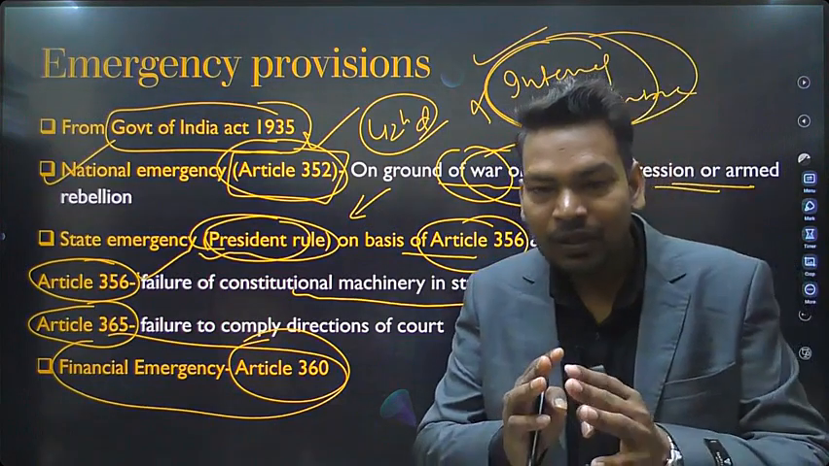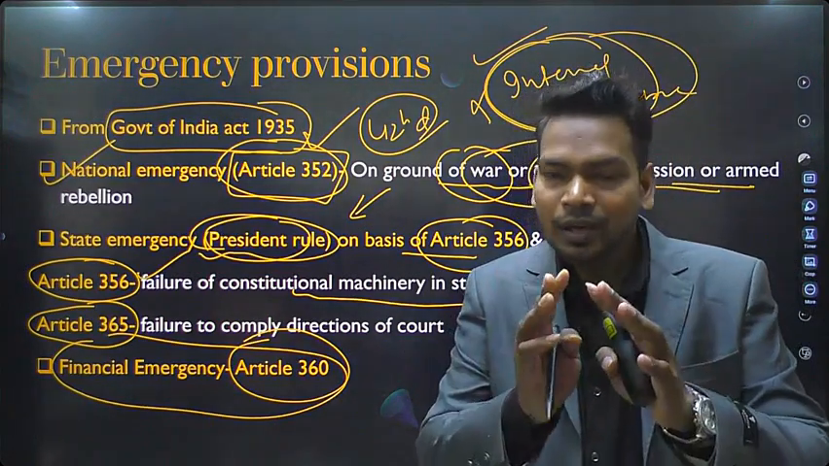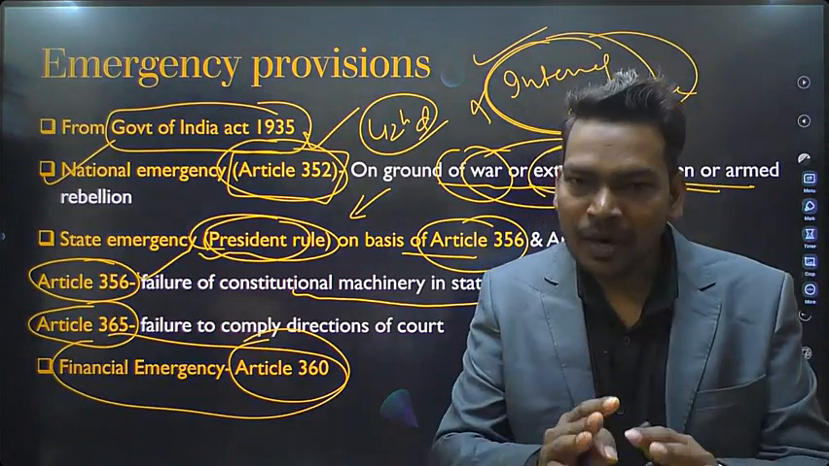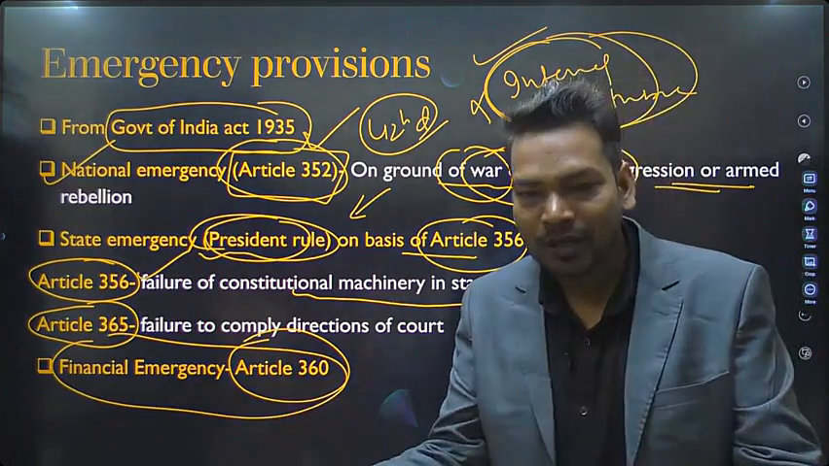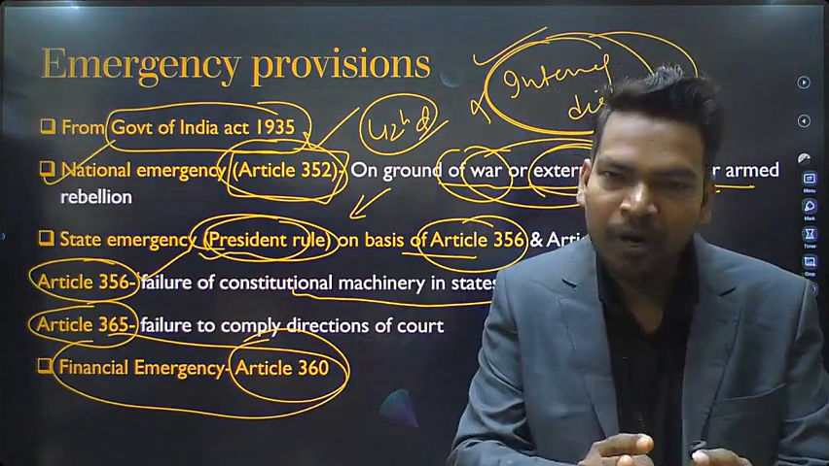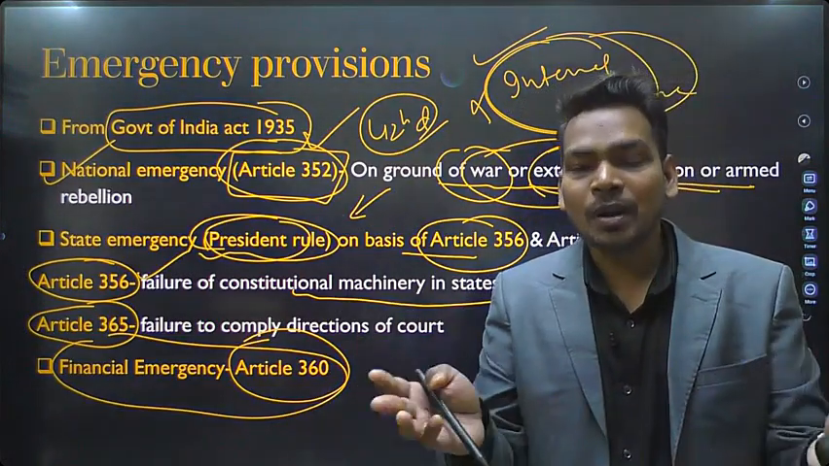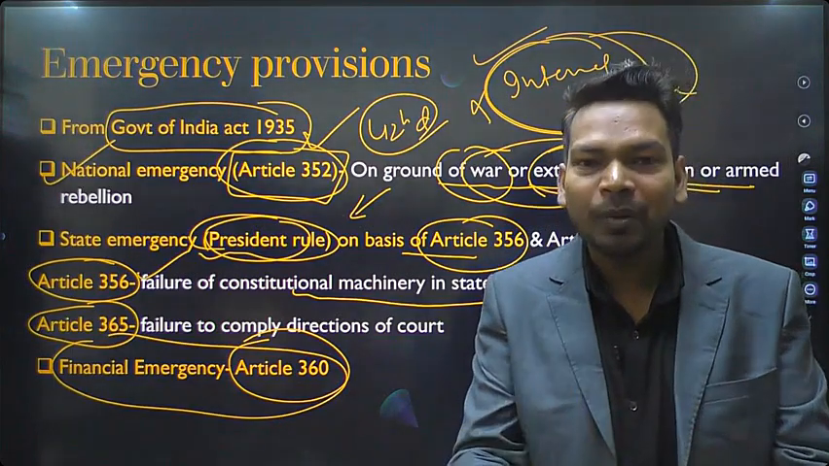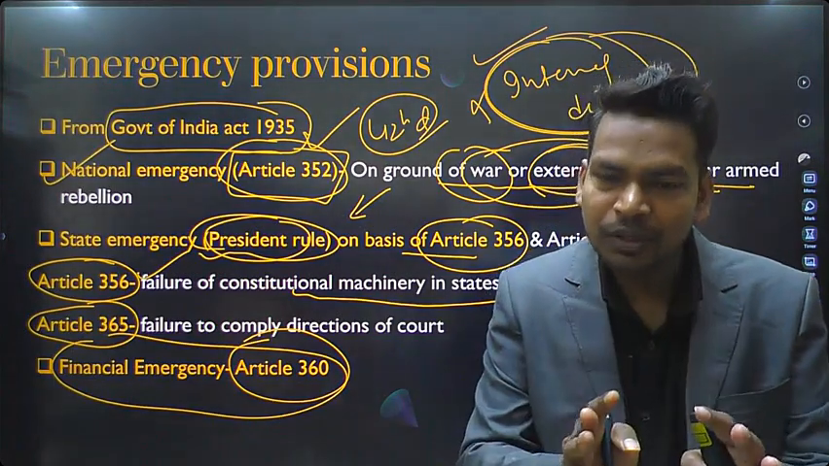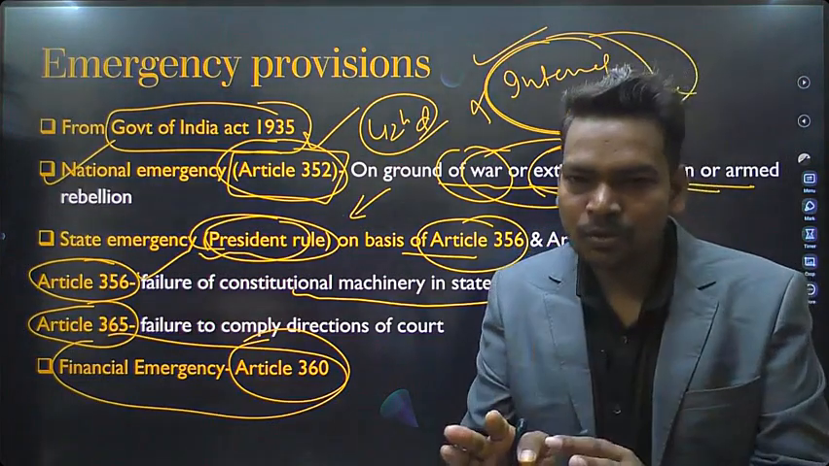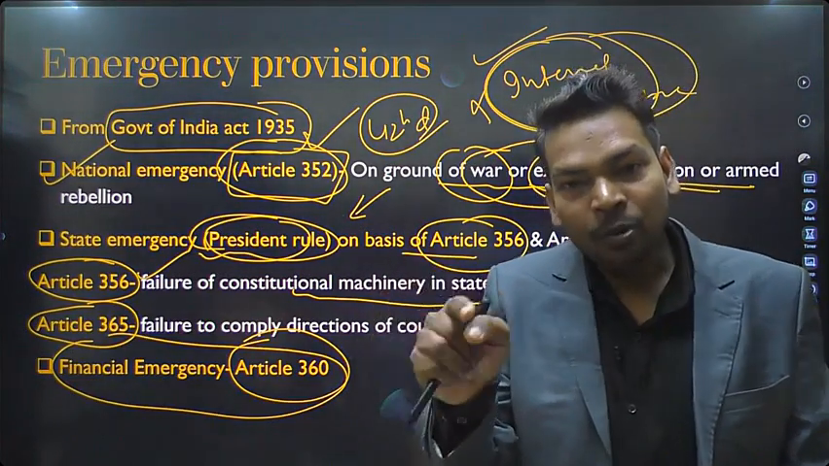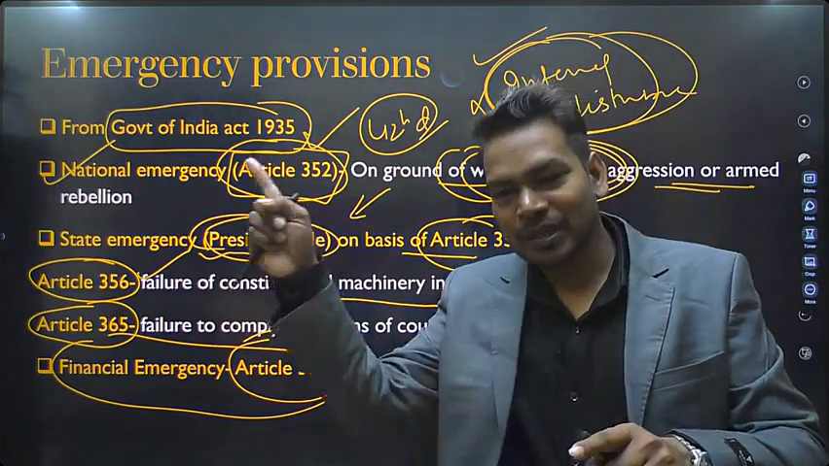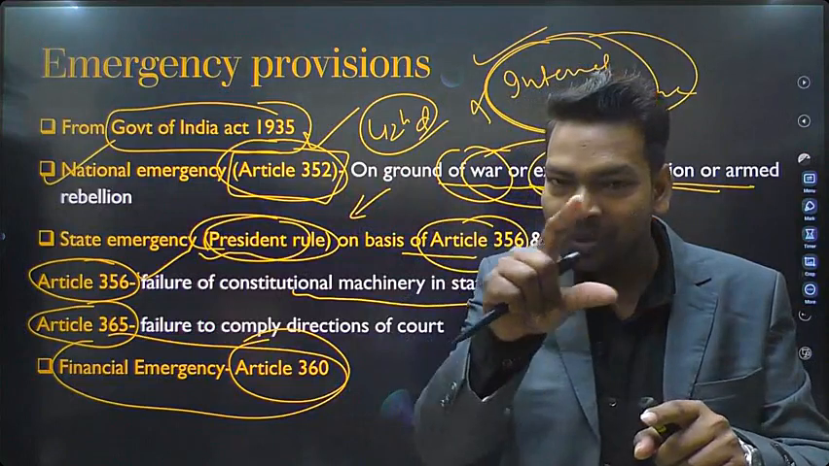So if there is a constitutional crisis, it means the state is not in a situation to be ruled. None of the parties is able to prove their majority, or no party has got the majority, or a particular party is not able to form the government. That is called a constitutional crisis. If that type of situation arises, then on the report of the governor, because in that state the governor is the representative of the center, the governor will make the report.